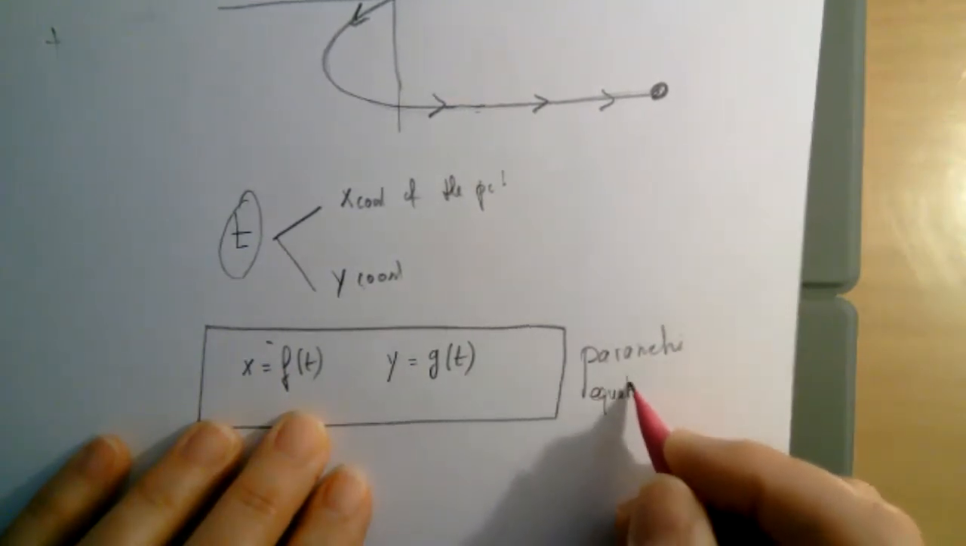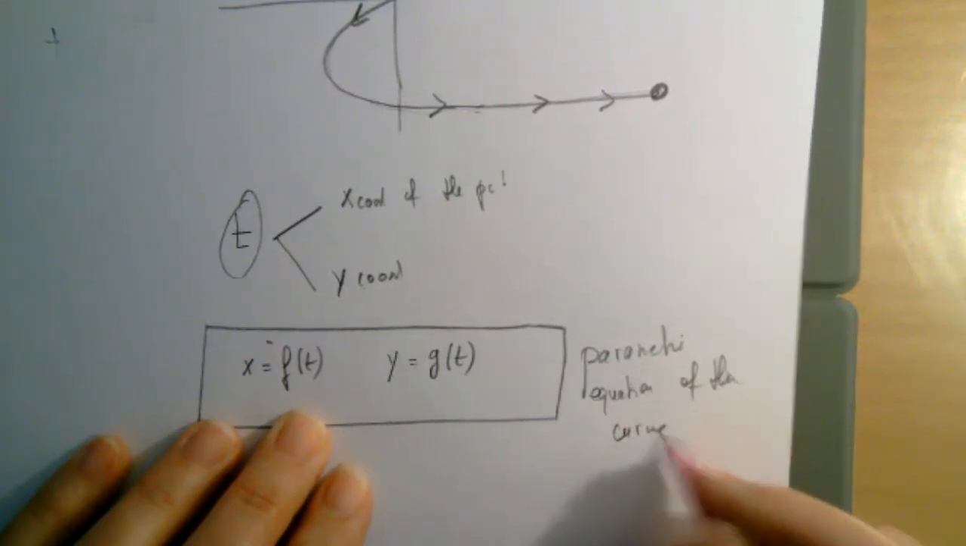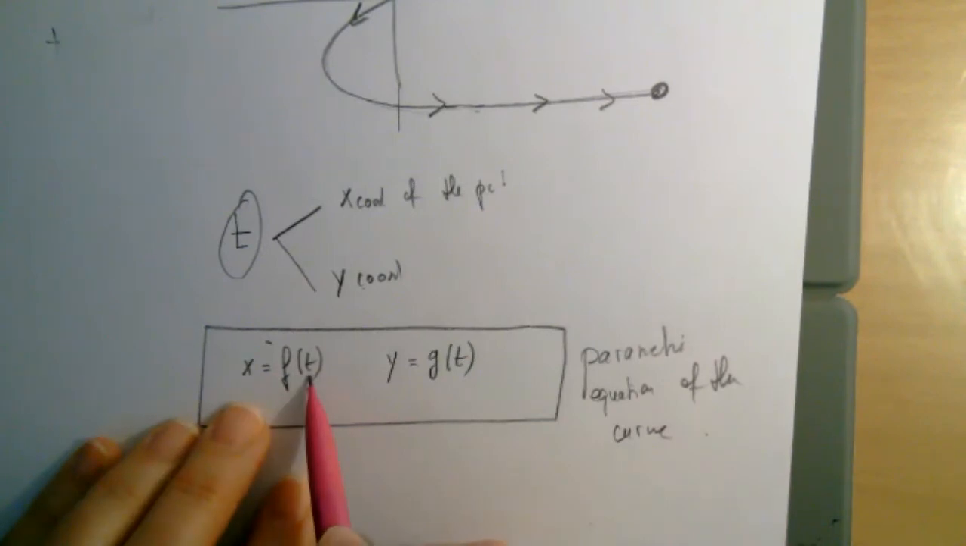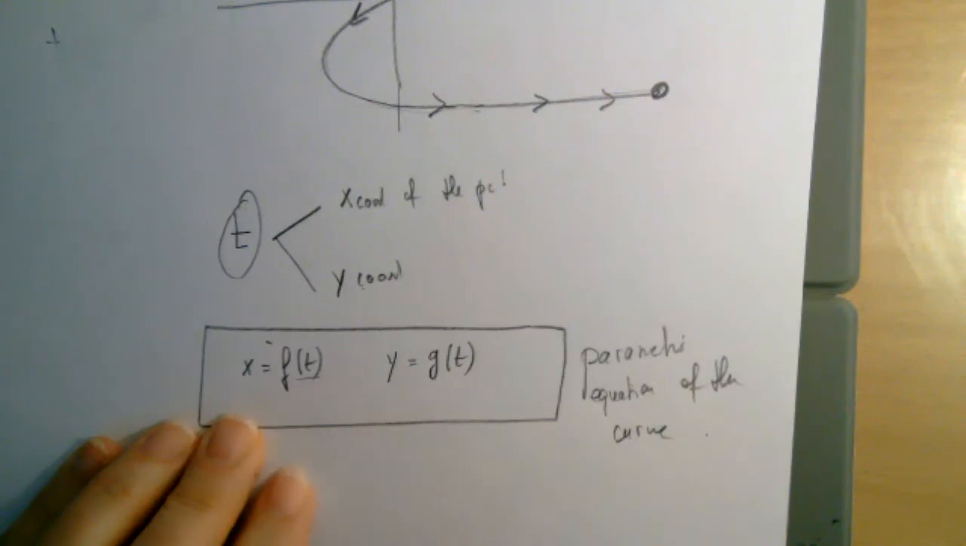parametric equations of the curve. So instead of giving you y as a function of x, because I can't, I give you both of them as a function of a parameter t.